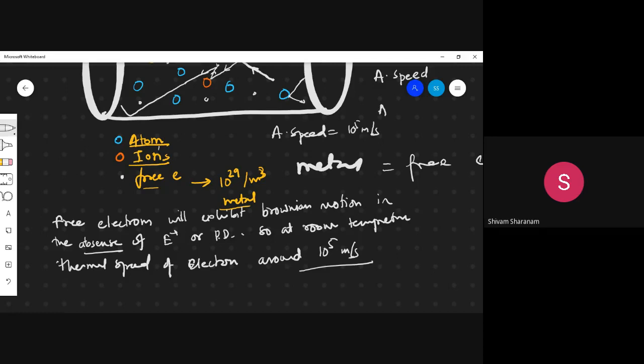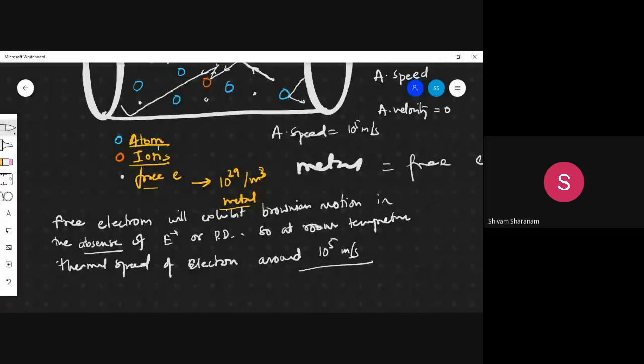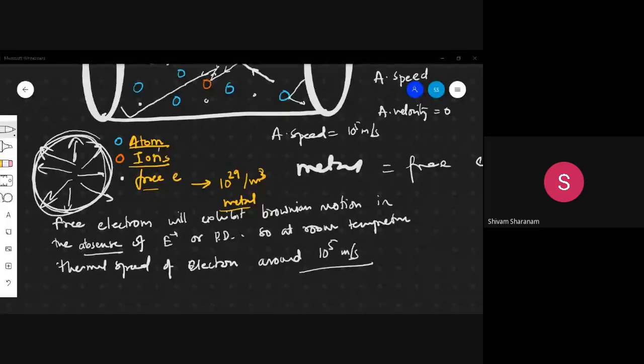What will be the average velocity? Yeah, Vedant is saying 0. Yes, average velocity will be 0. Why 0? Because one electron will go in this direction, another electron will go in that direction. Every electron is moving in a random direction. So when you add all these directions, what do you get? Total direction 0. All will cancel out each other.